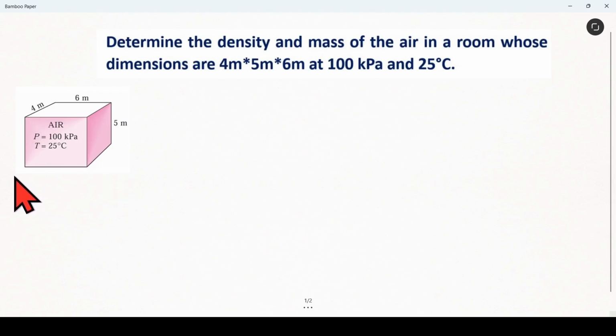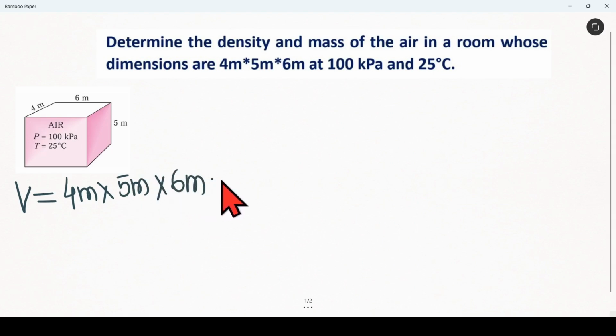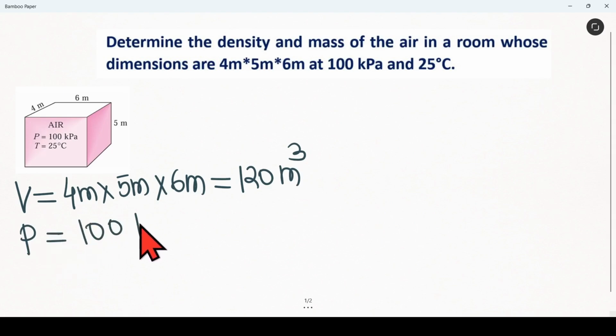So let's write down the given data. Volume of the room is equal to 4 meters multiplied by 5 meters multiplied by 6 meters, and that is equal to 120 meter cube. Volume of the room is also equal to the volume of the air inside the room. Pressure of the air is equal to 100 kilopascal and temperature of the air is equal to 25 degrees Celsius.